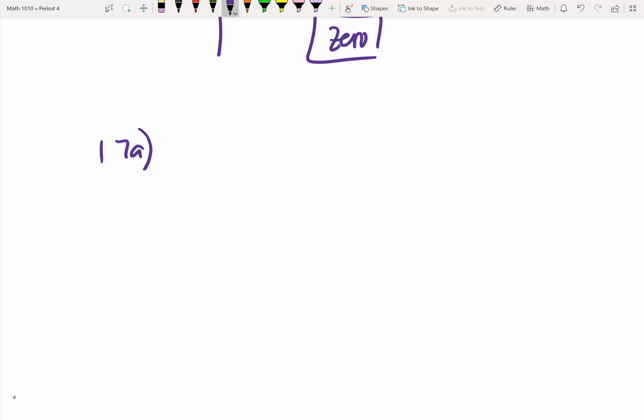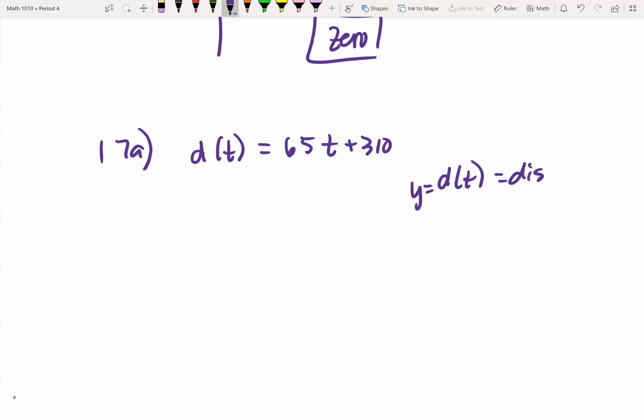Suppose the distance in miles from home on the 3rd day of your trip is represented by this equation. Okay, so I'm going to say d of t is my y, and that is distance. They already told me that. Okay, and then my x is t, and t represents the number of hours that you drive that day. So number of hours that day. So what is the slope of this line? Okay, so part A, the slope is right there.